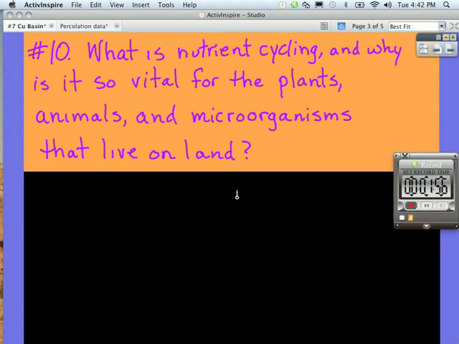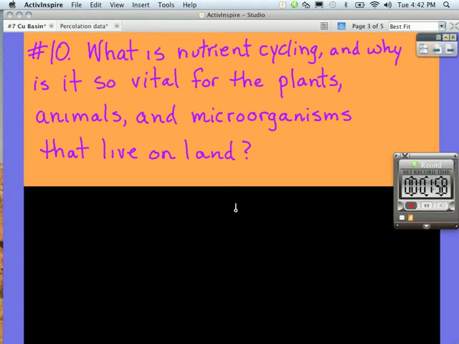Question number 10 says, what is nutrient cycling and why is it so vital for the plants, animals, and microorganisms that live on land? Are you ready?